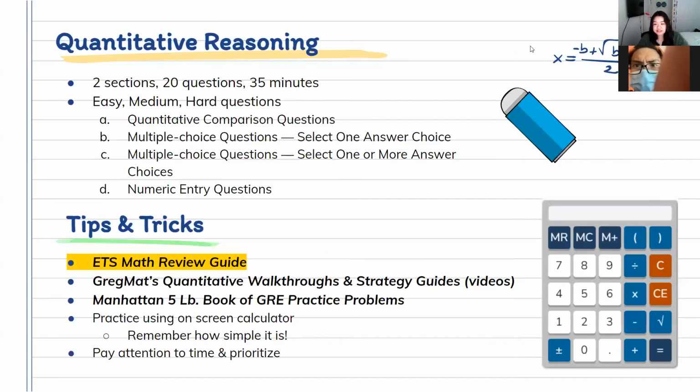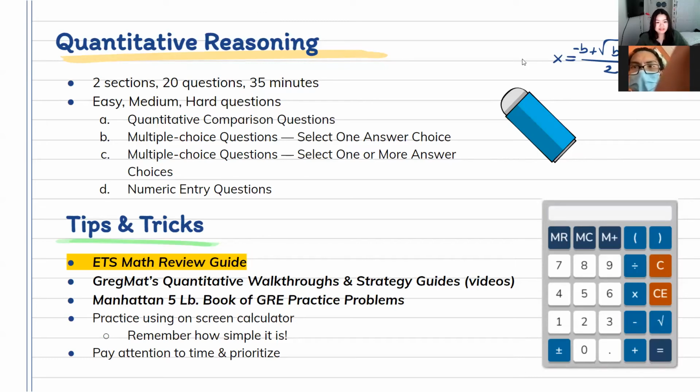And so let's move on to quantitative. So quantitative, you get a little bit more time for. You get 35 minutes instead of 30. And then there's still questions of varying difficulty, and there's 4 main question types. But on the GRE, you actually don't need to know calculus. You don't even need to know pre-calculus. I think you technically don't need to know trig either.